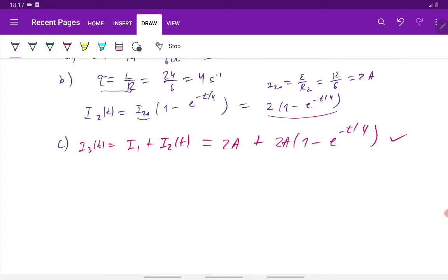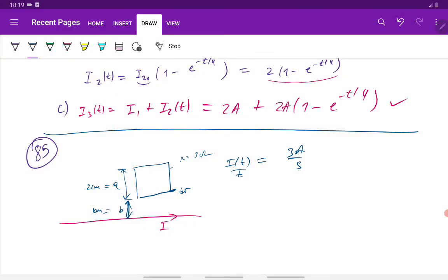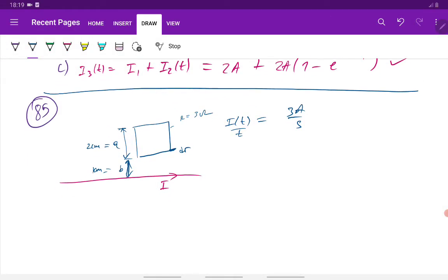Now let's solve another problem. Let's consider problem 85. So let me draw. I wrote problem 85, and we are given a changing current, right, with respect to t. So the current is changing with time at a constant rate, which is given.